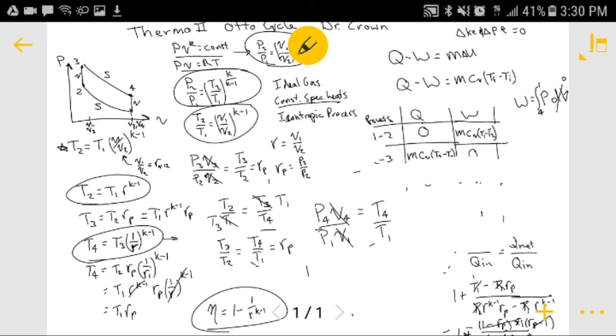So finally what we have from this is P4 over P1 equals P3 over P2, which is RP, and also that T3 over T2 is RP and T4 over T1 is RP. So yes, there's one pressure ratio for both processes where the pressure changes. That's not generally true. We proved it to be true. In other cases, the Otto or the Diesel and the Dual and most others, there will be more than one pressure ratio.